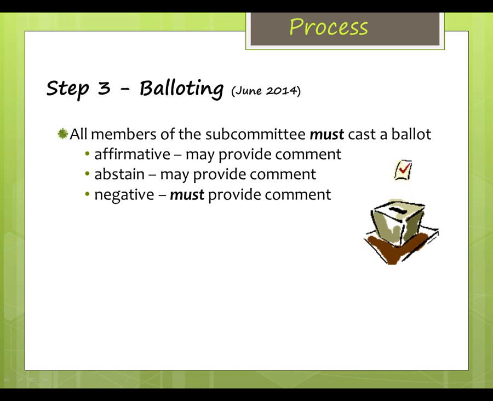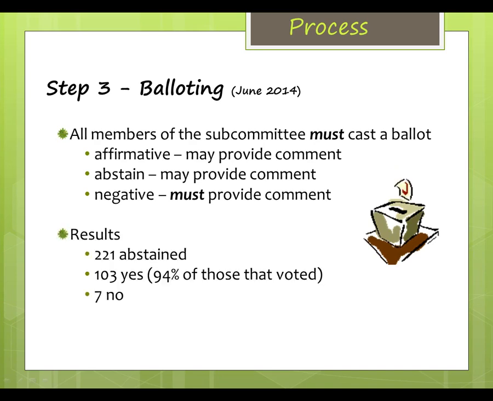So here's a little bit about how balloting works in ASTM. All members of the subcommittee, and that's, like I mentioned before, about 300 people, must cast a ballot. And they can either vote in the affirmative, they may abstain, or they may vote in the negative. For affirmative or abstention votes, they may provide comments, either pro or con, or of any sort, but they don't have to provide a comment. For a negative vote, they must provide a comment to explain why they voted in the negative. The results from our balloting were that 221 people abstained, 103 voted yes, and 7 voted no.